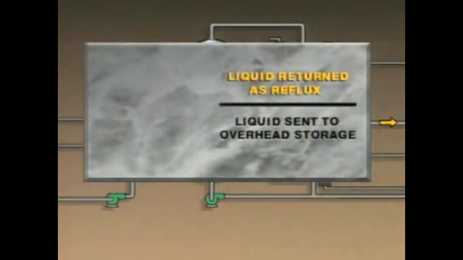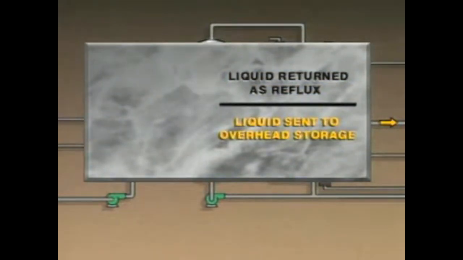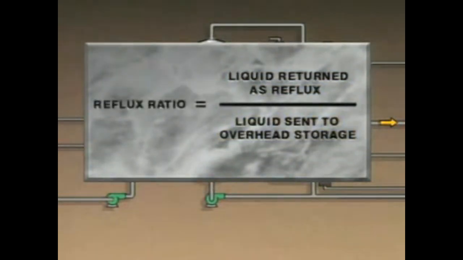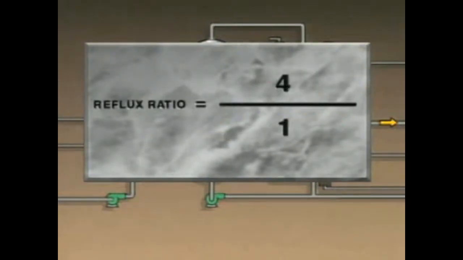The ratio of the amount of liquid that's returned to the column as reflux to the amount that's sent to overhead storage is known as the reflux ratio. For example, if 4 times as much liquid is returned to the column as is sent to overhead storage, the reflux ratio is 4:1. The more liquid that's returned to a column, the greater the reflux ratio.